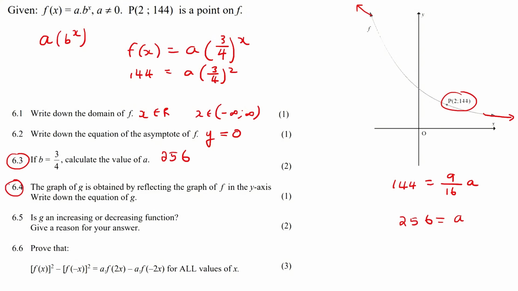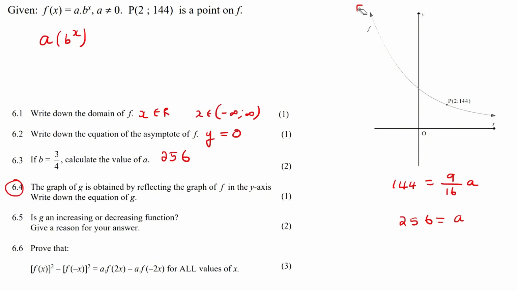This one says the graph of g is obtained when you reflect the graph of f in the y-axis. Write down g's equation. So, very easy. They said that g is the equation that you get when you take f and reflect it in the y-axis. When you reflect something in the y-axis, it goes like this. So this point would end up going over there, and this point would end up going over there.